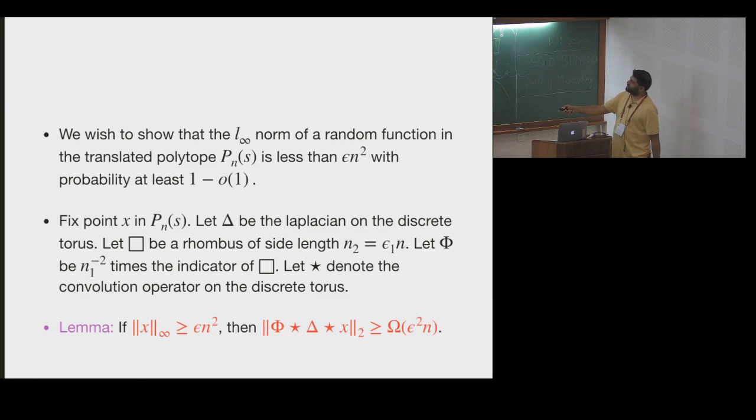Okay, so X is a fixed hive. Delta is going to be the Laplacian on the discrete torus. This is an averaging operator. It takes this rhombus of side length n2 equal to epsilon 1 n and just convolves it with the uniform measure on this discrete torus, the discrete rhombus, if you like, of size n2, which is roughly epsilon 1 times n. So phi is the indicator of this, and you're dividing it so that it has unit L1 norm. So you multiply it by n2 to the minus 2. So then we look at this convolution operator.